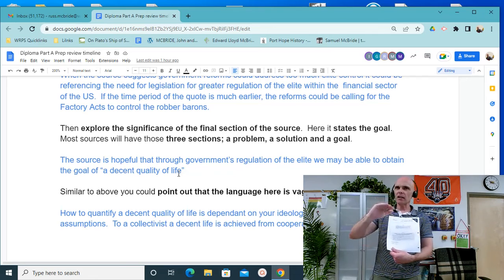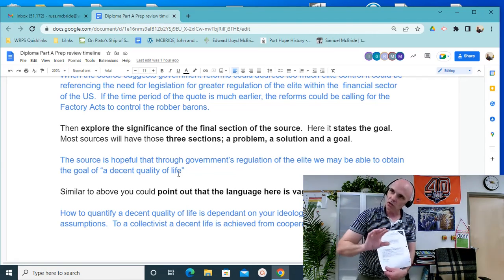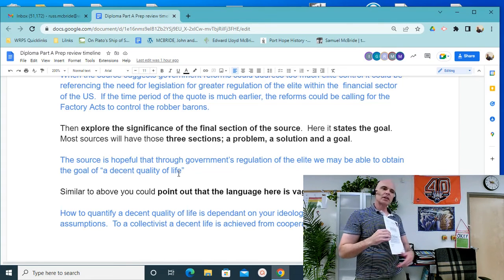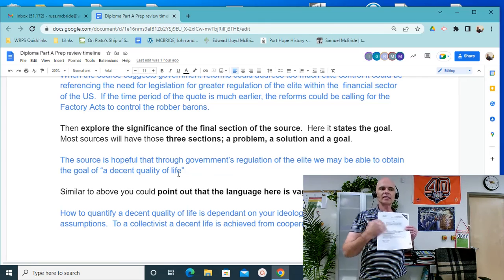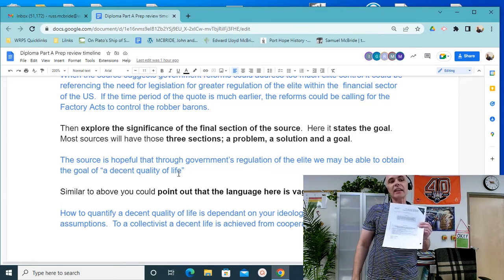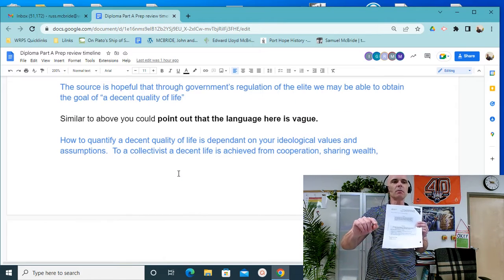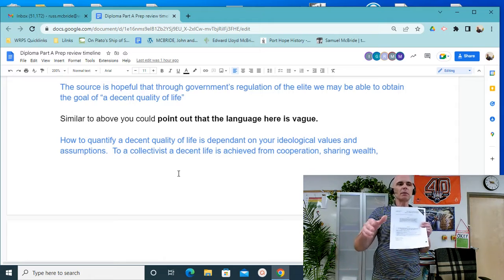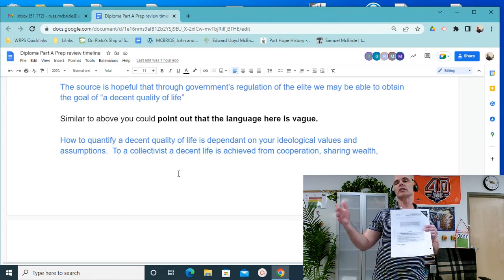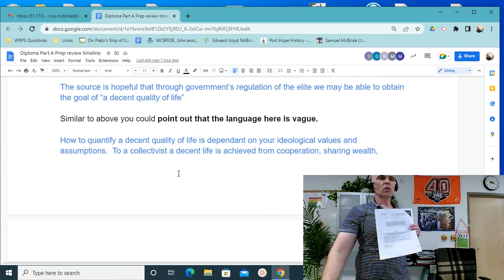So somewhere in my analysis, I've identified the problem that inspired the source, the solution or the perspective that they offer, and the ultimate goal that they're trying to get to: a decent quality of life for all. Again, that language is vague. So because the language is vague, now I can begin to talk about the vision of society surrounding the language, how some people would define a decent quality of life differently than others, and talk about the values and assumptions that go along with that.